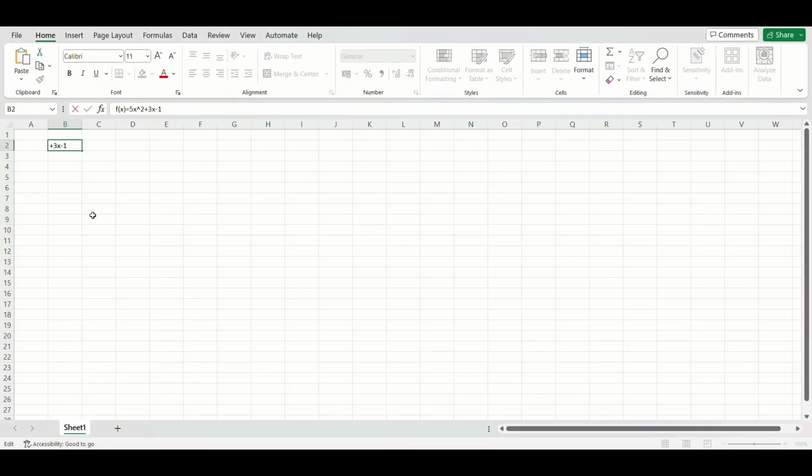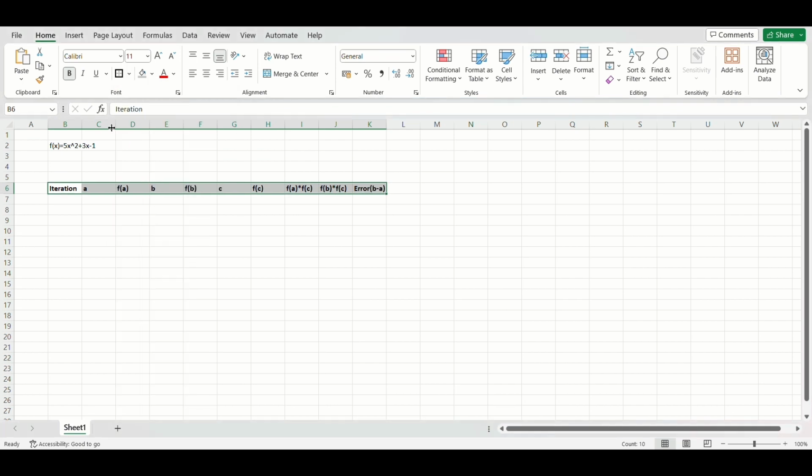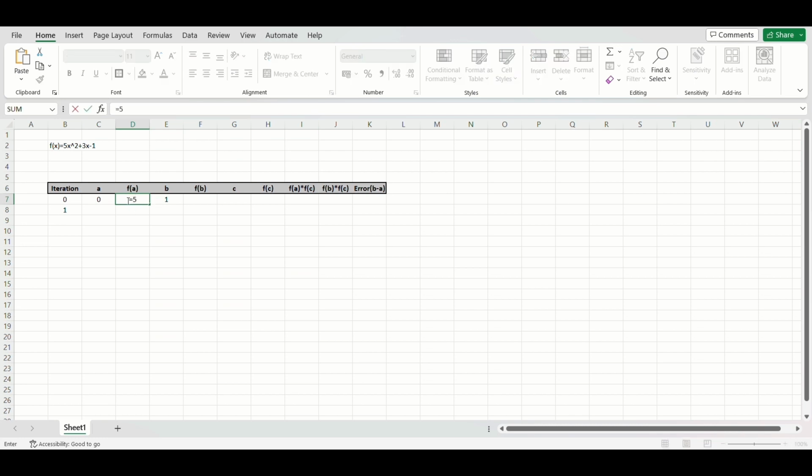So the equation that we have chosen is f(x) = 5x² + 3x - 1. First, we will need to make a table. The error that we have set in this equation is in the range of 0.05. For the iteration, we will start from 0. The values of a and b are 0 and 1.